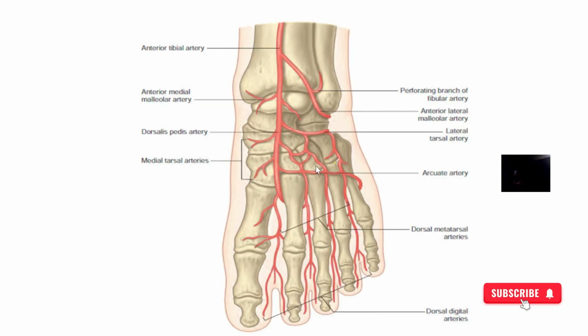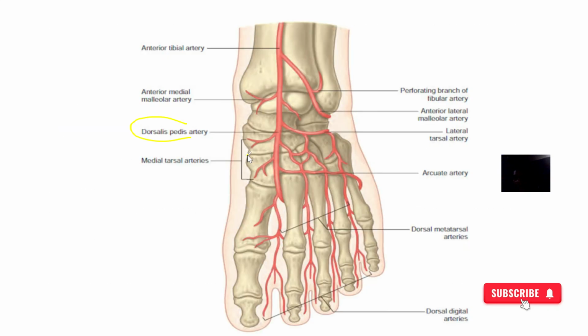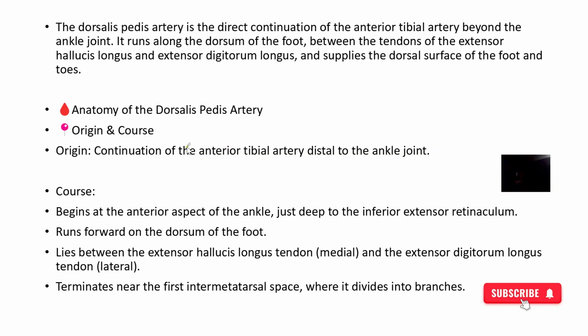So the Dorsalis pedis artery is an artery at the back of the foot. You understand? Okay, so it's actually a direct continuation. I can see the anterior tibial artery here, and the anterior tibial artery is directly continuing as the Dorsalis pedis artery. So it's a direct continuation of the anterior tibial artery beyond the ankle joint.